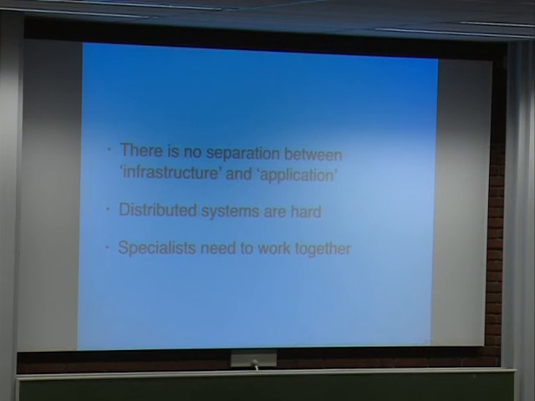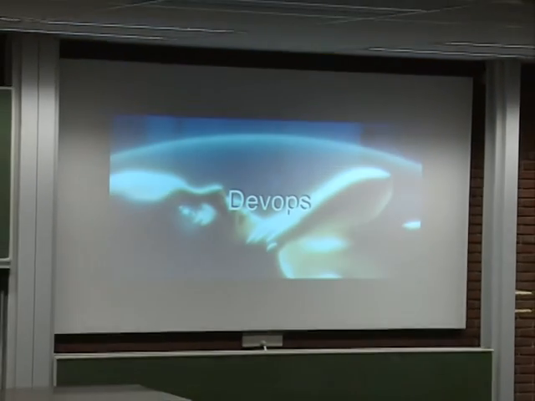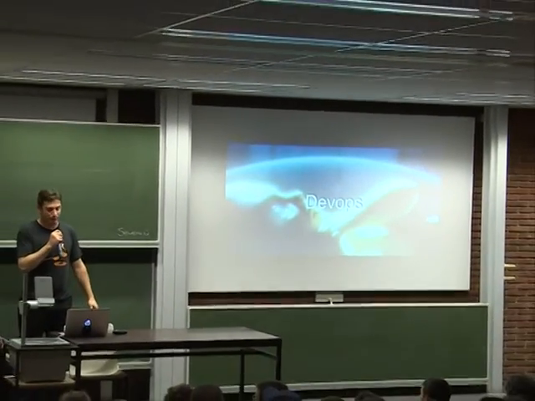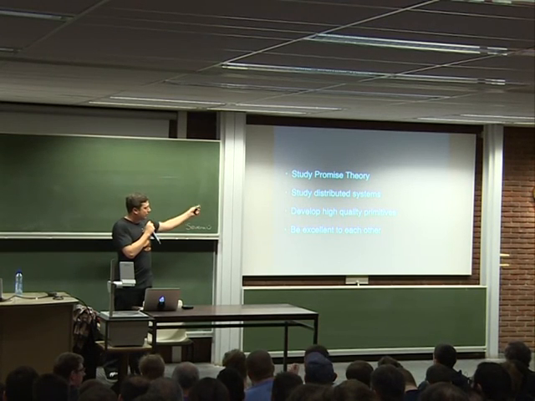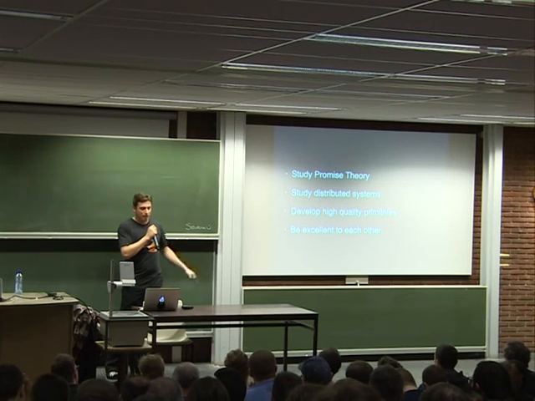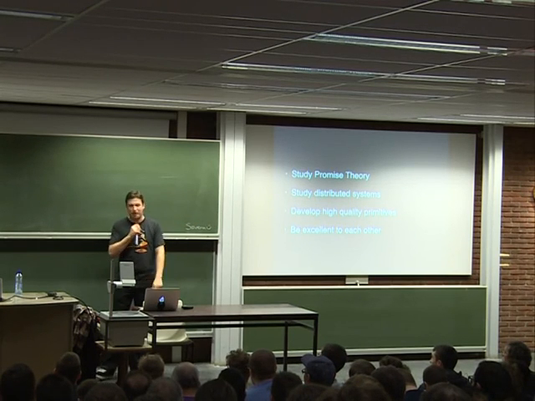So I guess the things you need to walk away from here remembering is there is no separation between infrastructure and application code. They're the same thing. It's all machines. Distributed systems are hard, and specialists need to work together, right? Your hardcore Unix sysadmin guy and your application tier people, they need to get together to figure out how to manage this conflict properly. That's kind of the essence of DevOps. So do that. Talk to your peers. And then there's this: study Thomas theory, study distributed systems, develop high quality primitives, and ship them as artifacts, and be excellent to each other.